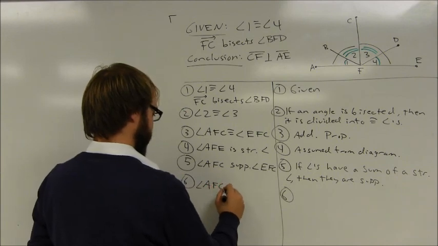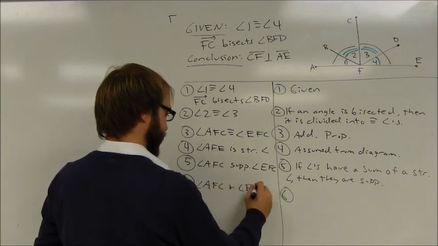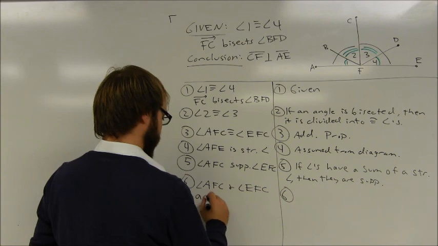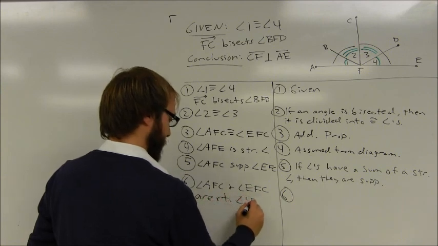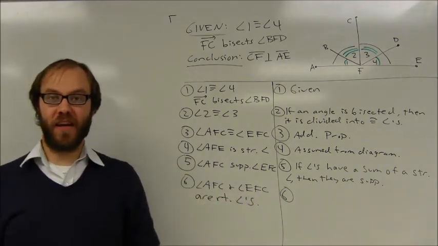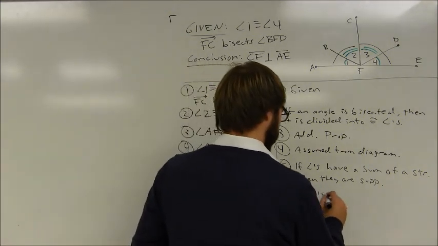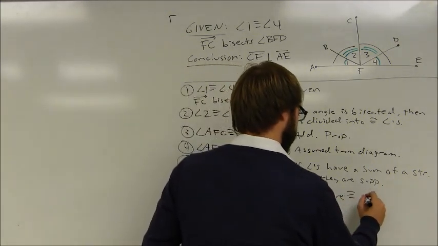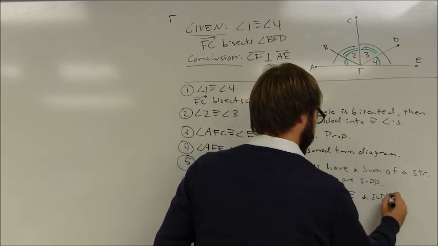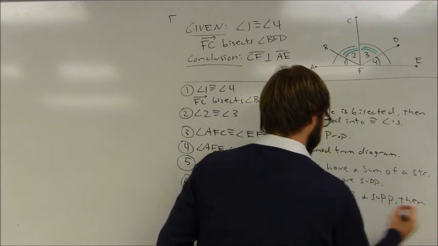angle AFC and angle EFC are right angles. Why are they right angles? Because they're congruent and supplementary. So if angles are congruent and supplementary, then they are right angles.